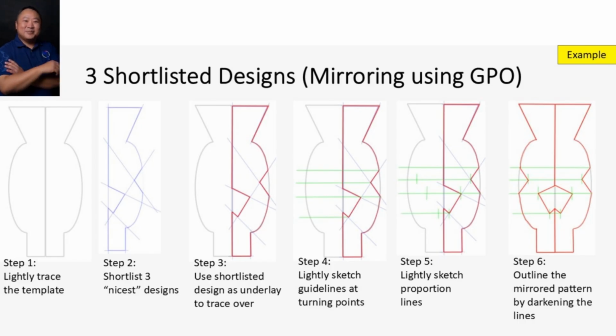How to apply the GPO method? I have just covered the first 2 steps. At the 3rd step, use each shortlisted design as the underlay to trace over half of the shape. You only need to trace the outline of each shortlisted design in half the shape. For the other half of the design you are mirroring at step 4, you must first lightly sketch guidelines at each turning point of the design. As shown in step 5, along each guideline, sketch proportion lines to mark the extent the turning point is mirrored. Finally, at step 6, darken the whole outline. Repeat for the other 2 shortlisted designs.